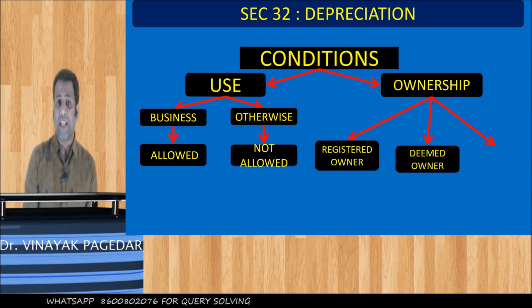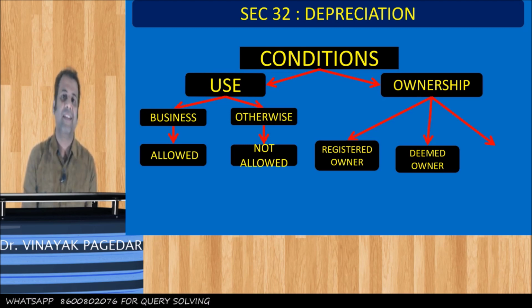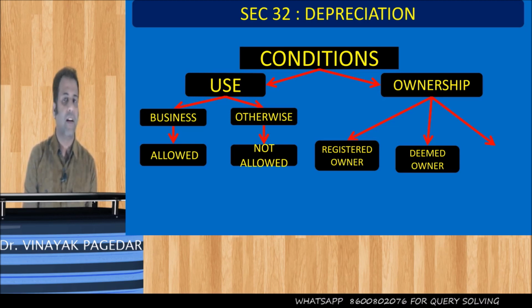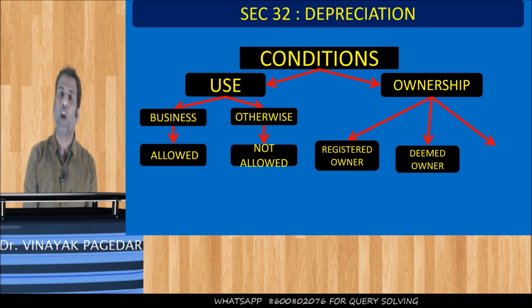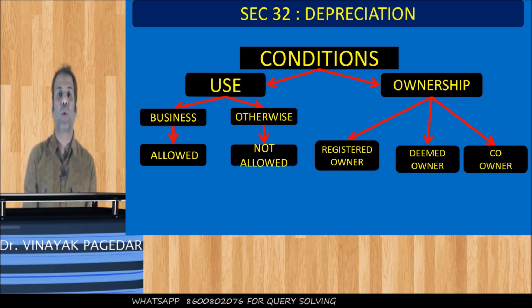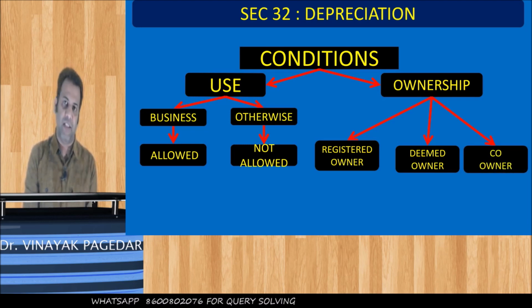Correct? So registration may not be a mandatory criterion. If you are the registered owner, fine. If not, do you exercise the rights of an owner? In that case, you would be treated like a deemed owner and you would get the depreciation. The third case is, what if you are the joint owner of an asset? If you are a co-owner of the asset, still you could get proportionate depreciation.